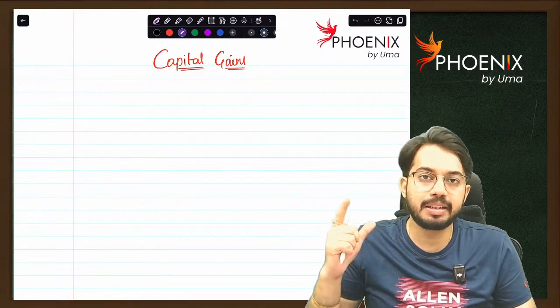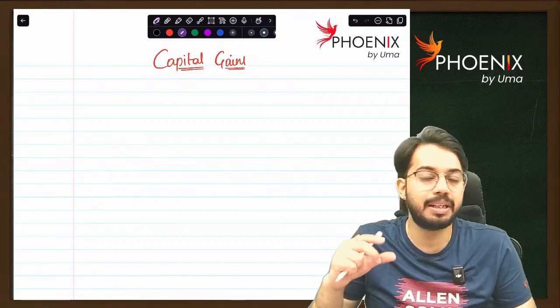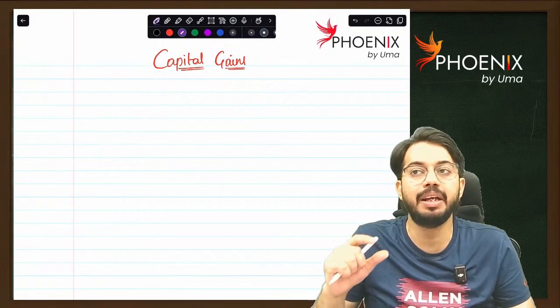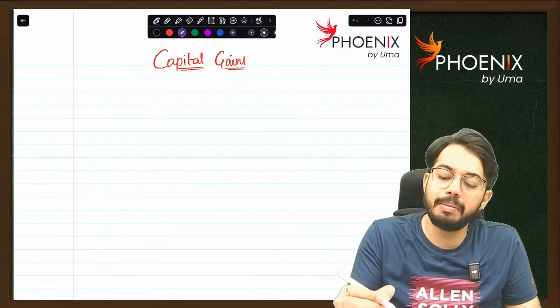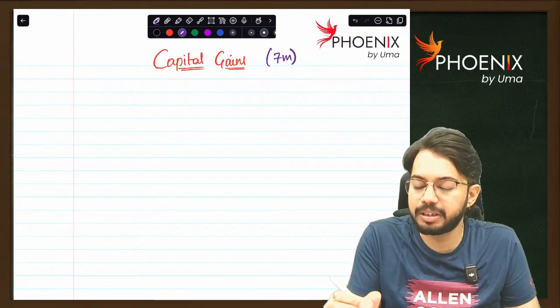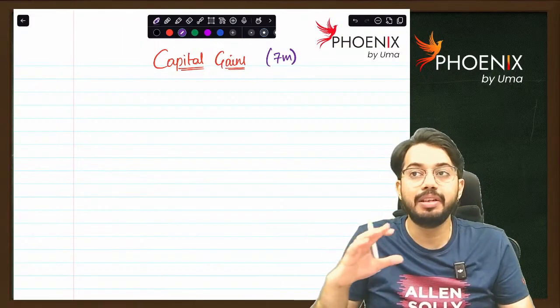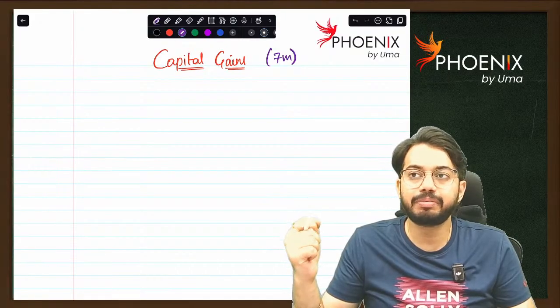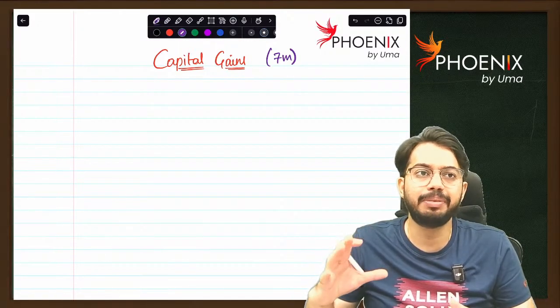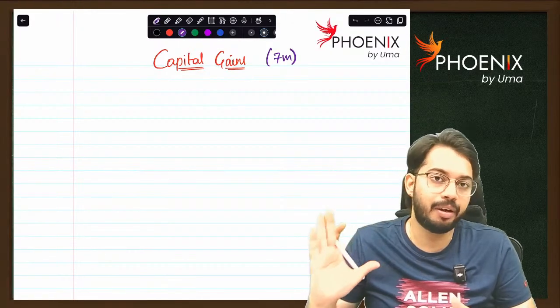And in MCQs, case study based MCQs also, a question can be interlinked with capital gains concept. So minimum you can expect 7 marks from this. You cannot skip this chapter. It will also continue in your CA Final. So this is the chapter which you have to learn.